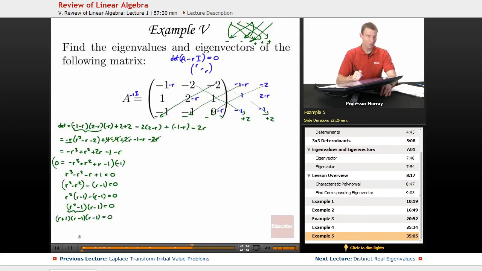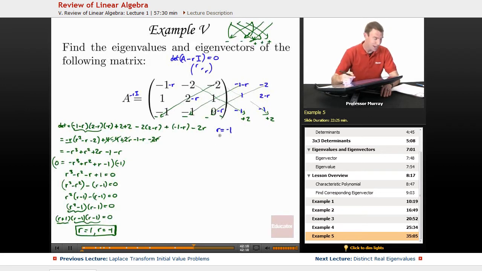And so when I finally factor this all the way down, I see I have two roots of r equal to 1, and one root of r equal to negative 1. So those are my eigenvalues for my matrix, 1 and negative 1. Now, I still need to find the corresponding eigenvectors of the matrix, for each one of those, for r equals 1 and for r equals negative 1. So I'm going to start with r equals 1. Actually, I think I'll start with r equals negative 1.